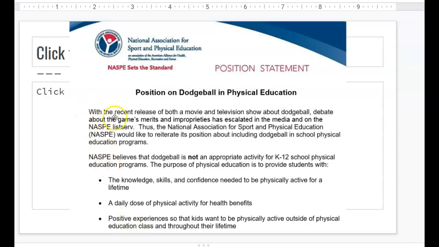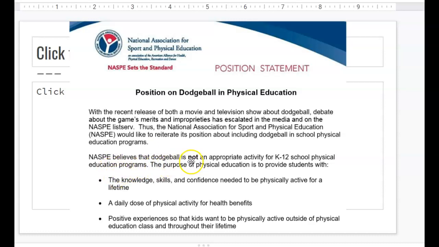Here we go. With the recent release of both a movie, that would be the movie Dodgeball, and a television show about dodgeball, debate about the game's merits and improprieties has escalated in the media and on the NASPE listserv. Thus, the National Association for Sport and Physical Education would like to reiterate its position about including dodgeball in school physical education programs. Okay, so what do they think about having dodgeball in school activities?